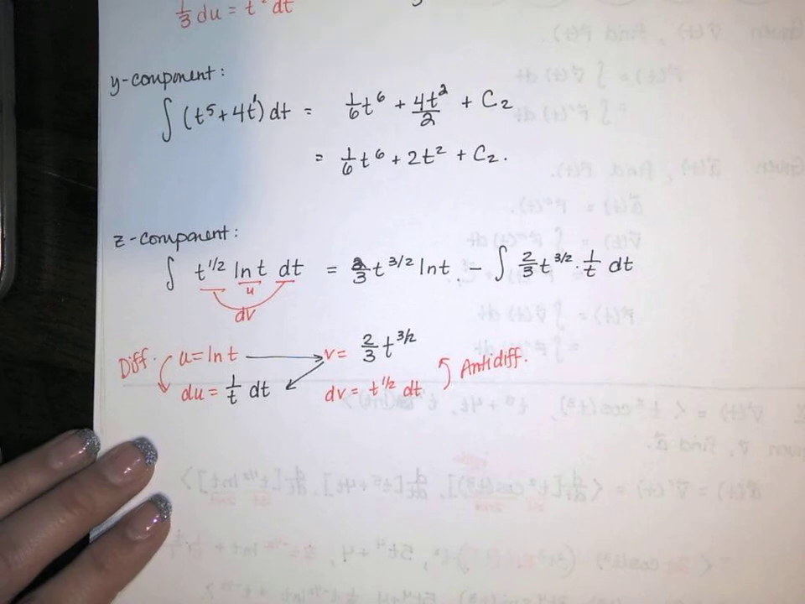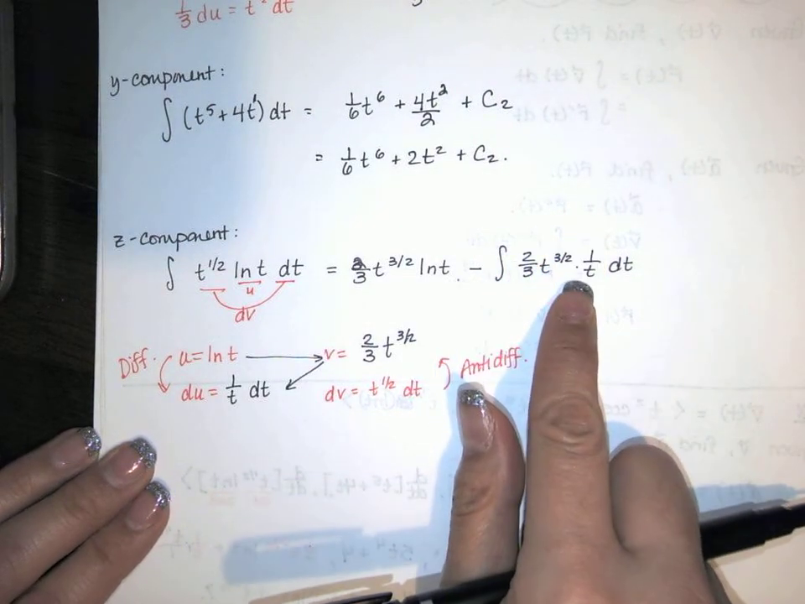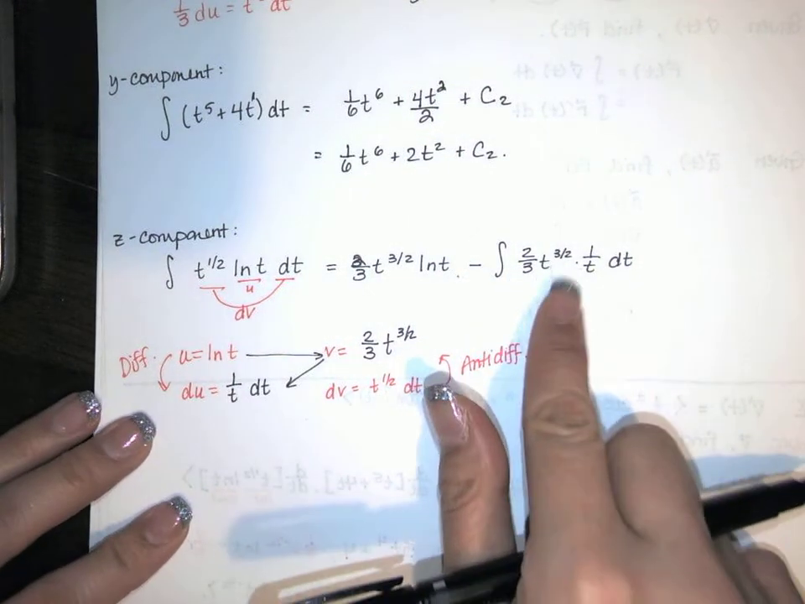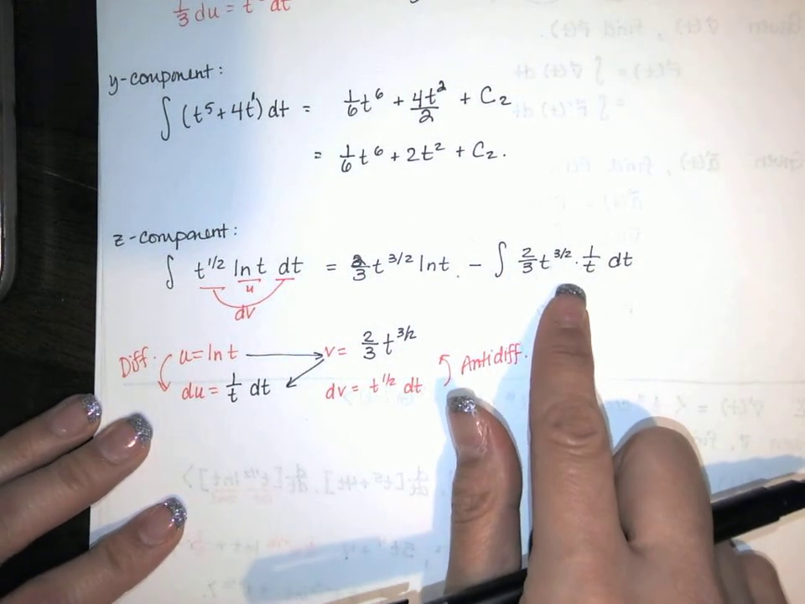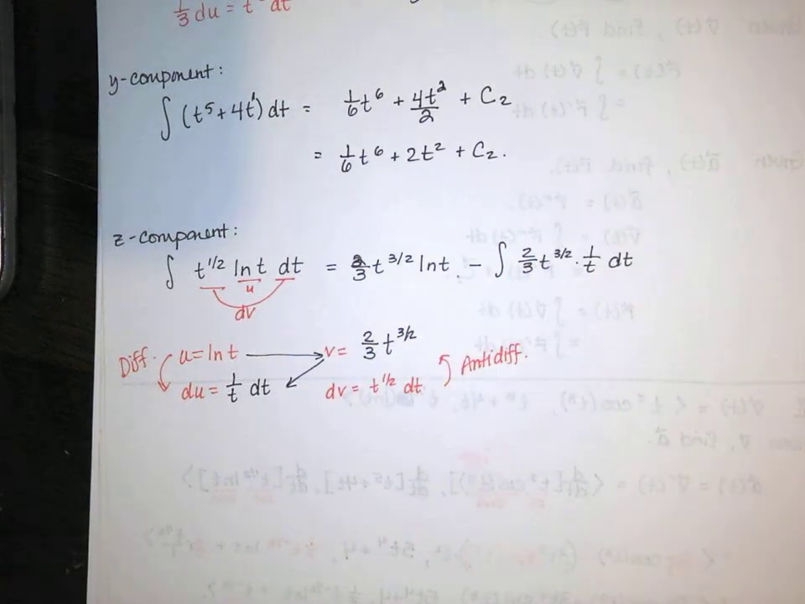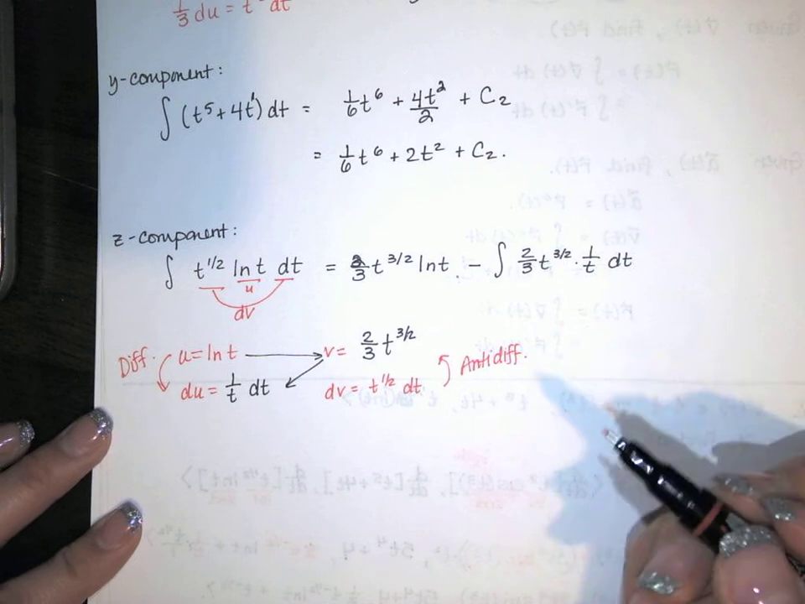Now I cannot tell you how many students will anti-differentiate this and anti-differentiate that, call it a natural log, and then just multiply them together. That's not how this works. You have to simplify that first. There is no product rule for antiderivatives. You can't just do the antiderivative of one and the other and then multiply them together. It's not legal. So you've got to do something else.